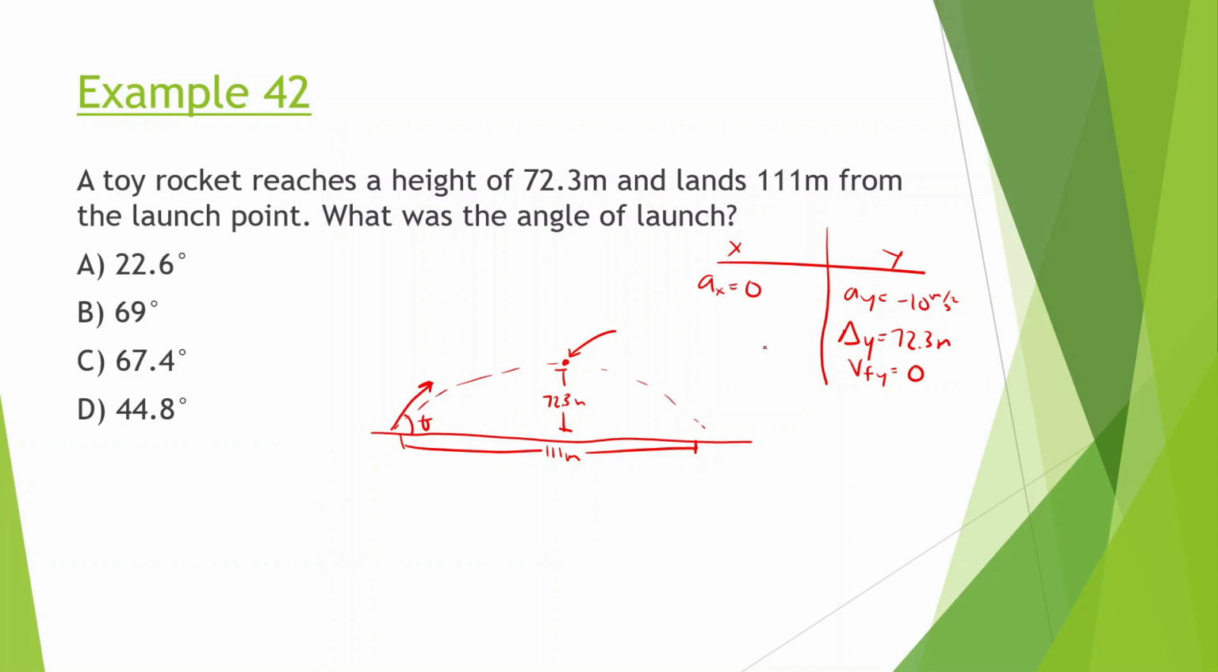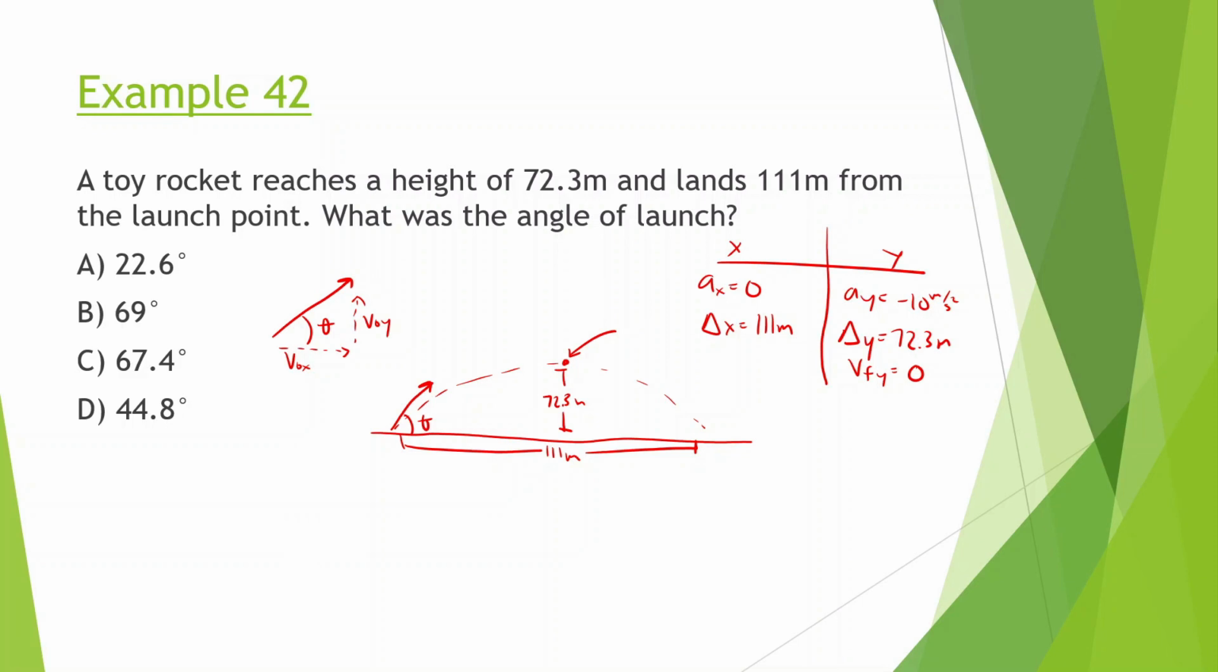Okay? Now let's look at the x. At the x, I know that the displacement of the x is equal to 111 meters. Anything else I know about the x? 111, acceleration of x is 0. I guess not really. That's all I know for the x. Okay, so let's try to solve this. The first thing, how I'm going to try to solve this is, we're trying to find what this angle is, right? What I'm going to try to do is find what the initial velocity is in the x, and then what the initial velocity is in the y direction.